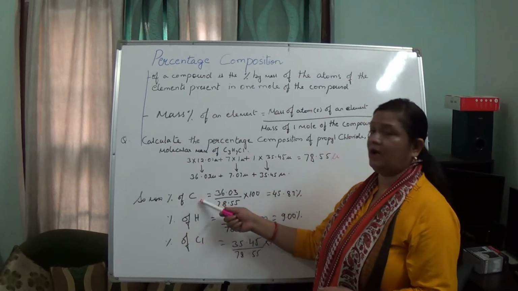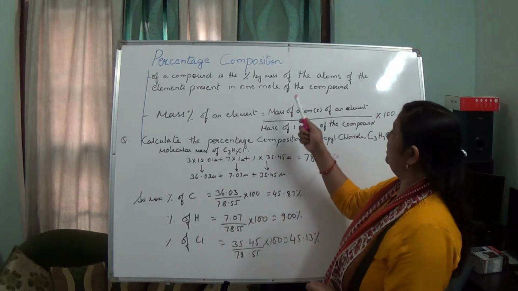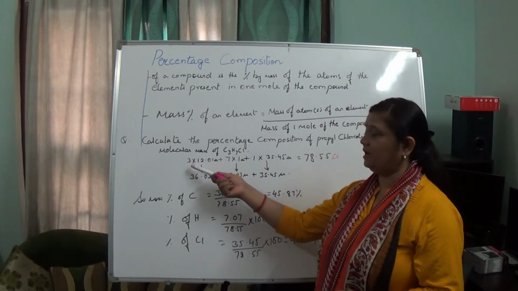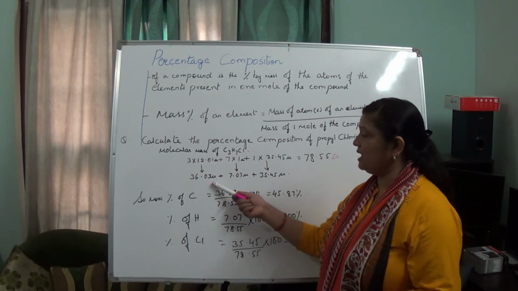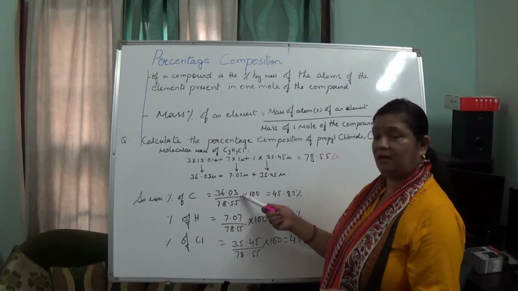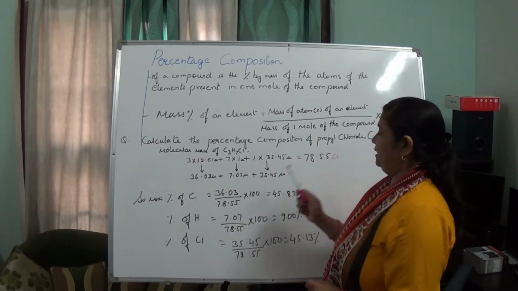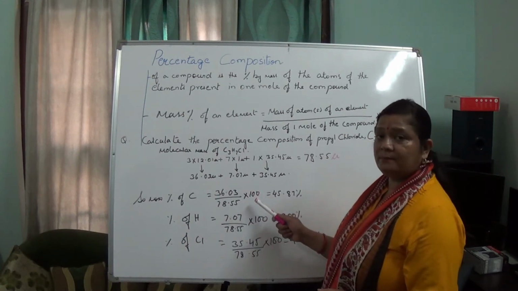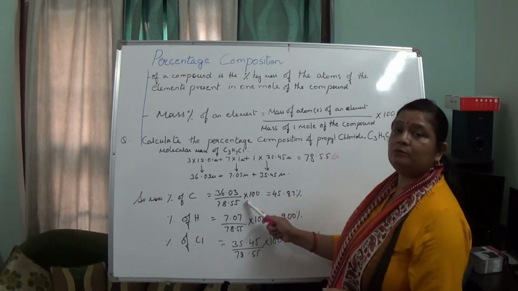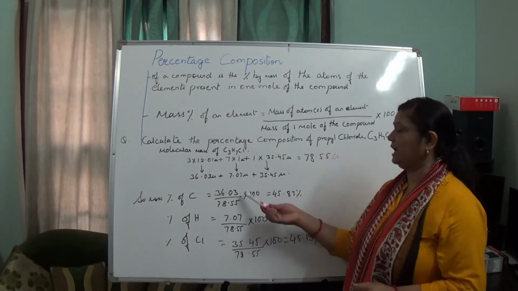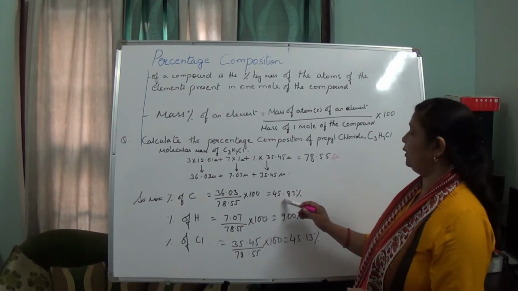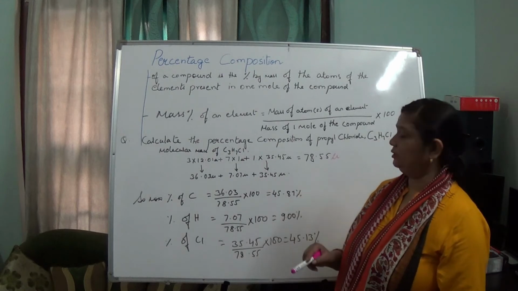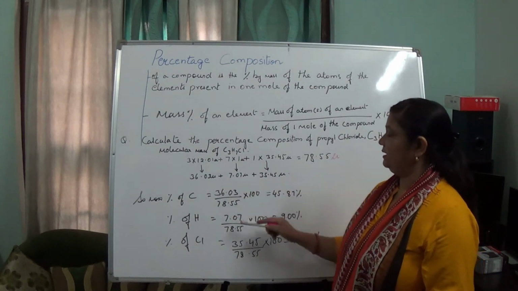So percentage of carbon, how we will calculate? See the formula, mass of the atoms of an element. So here 3 atoms are present, so it becomes atoms. What was the mass? 36.03 upon what was the total mass? Total molecular mass was what? 78.55. We are calculating the percentage. See the formula, into what? 100. So when you calculate it, you will get the result 45.87%.